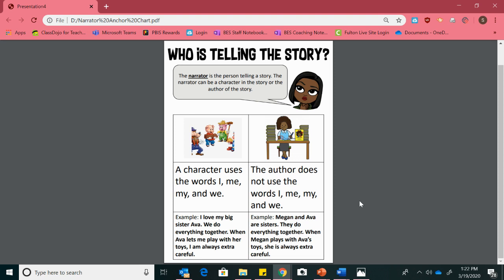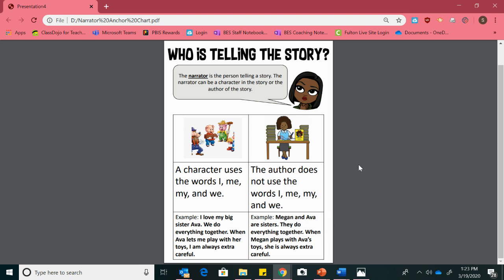Now, the other day we learned that some of the ways to tell if it was the character as a narrator was by listening to the words that they say. A character uses the words I, me, my, and we, words that will let you know that they're talking about themselves. Now, if the author is the narrator, the author does not use the words I, me, my, and we. Some of the words that the author may use could be calling the characters by their names. They could also say they, she, he, his, just ways to talk about the actual characters.